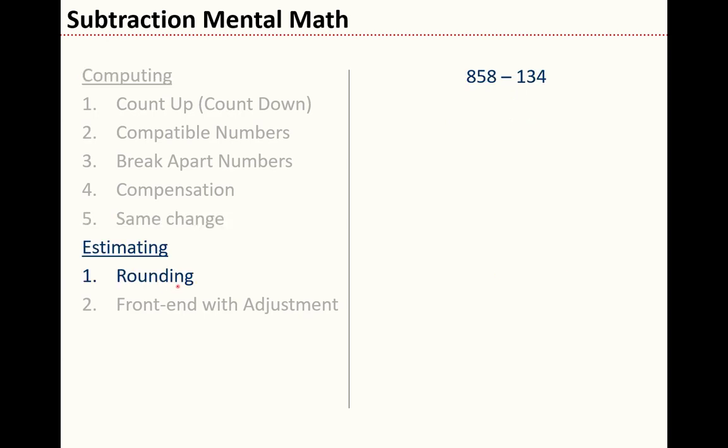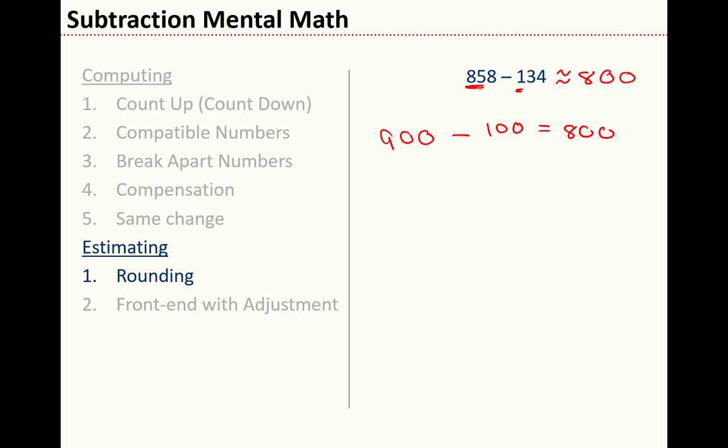Our first trick is rounding. Well, I could just round to the first place, and so I look to the second place to tell me how to round. So this becomes 900 minus 100, which is 800. So my answer is approximately 800. But as you can tell, even just eyeballing this, that's probably not a great estimate. Maybe we should try rounding to 2 places?